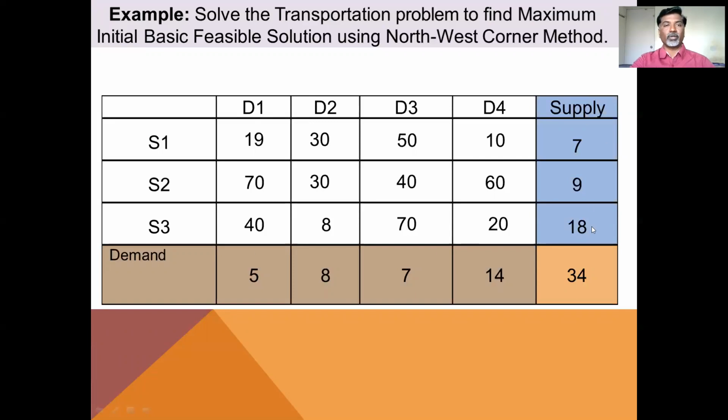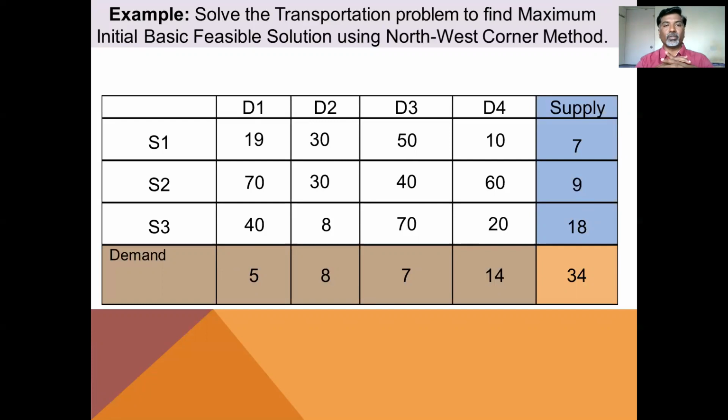So for that purpose, what you have to do? First you have to check whether the given problem is balanced or not. So you have to add all supply, add all demand, and compare. So here supply is equal to 34, demand is equal to 34. So the problem is a balanced problem.